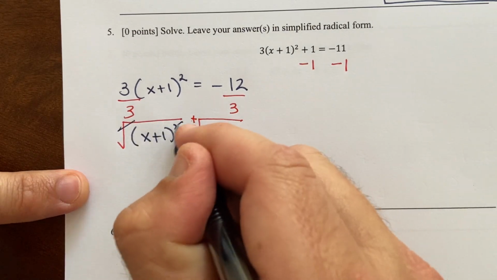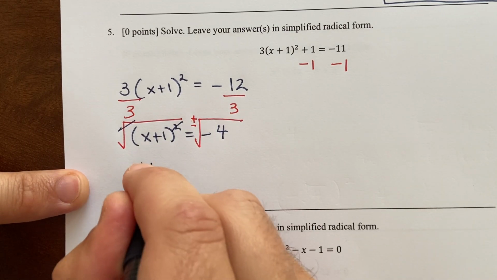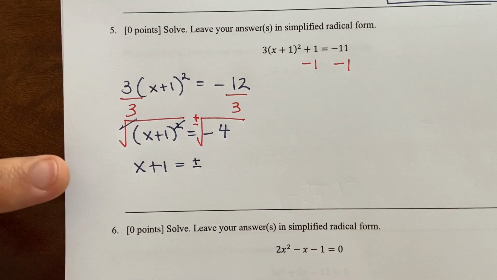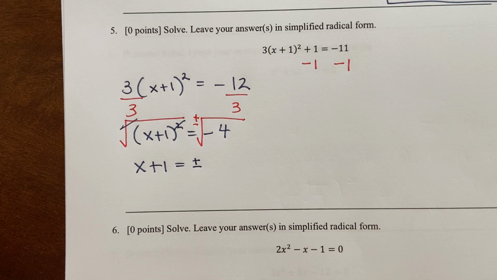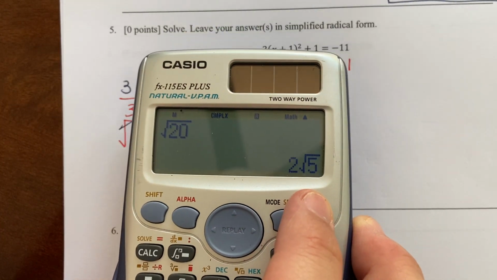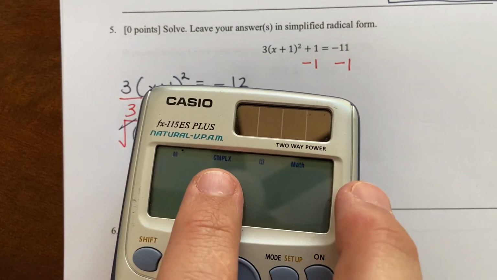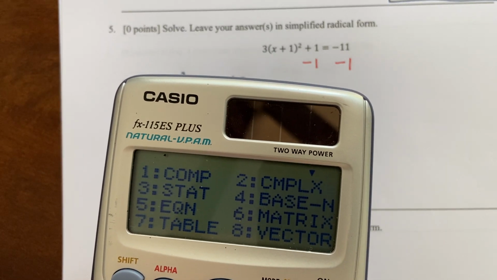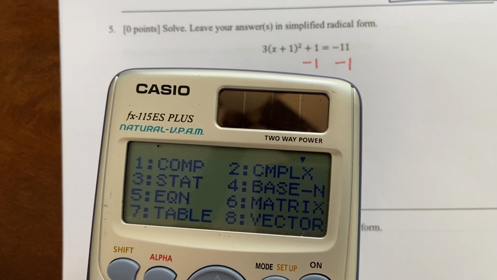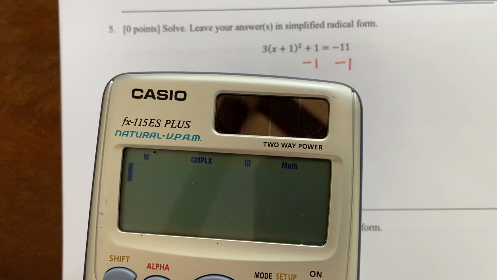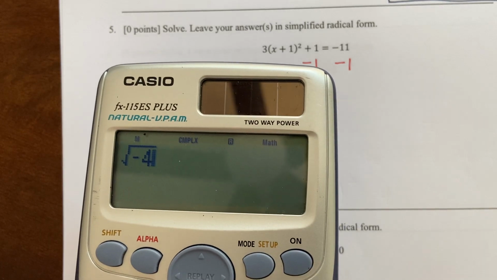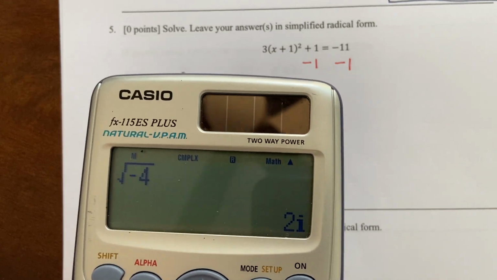So these do cancel. And we have x plus 1 equals plus and minus the square root of negative 4. Again, if you have this type of calculator, what you want to see is CMPLX up there. So if you don't see that up there, you want to go mode setup and then press number 2. So if I type in the square root of negative 4 now, it'll actually give me something, this imaginary number.